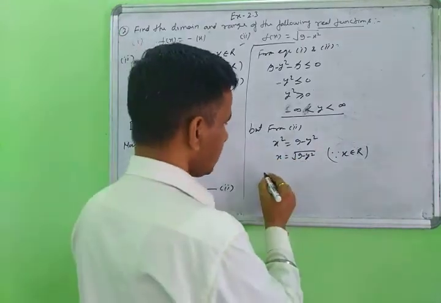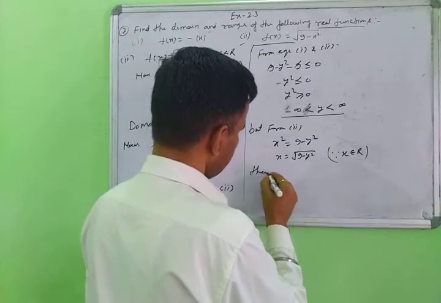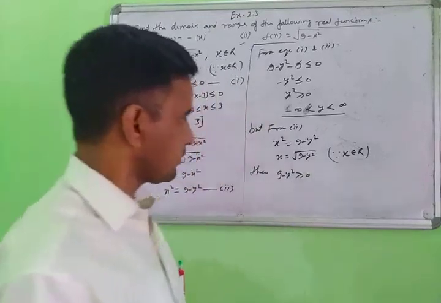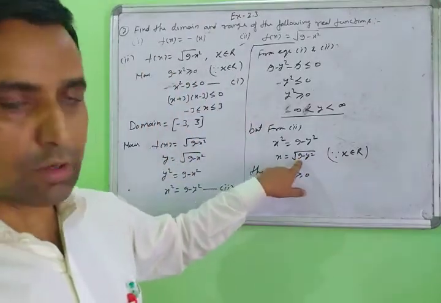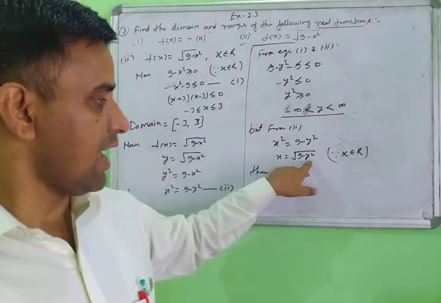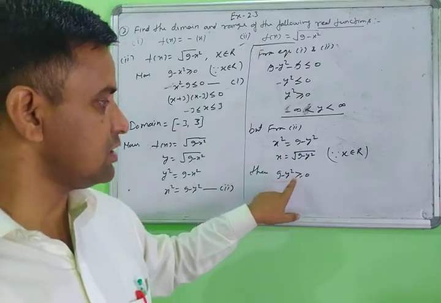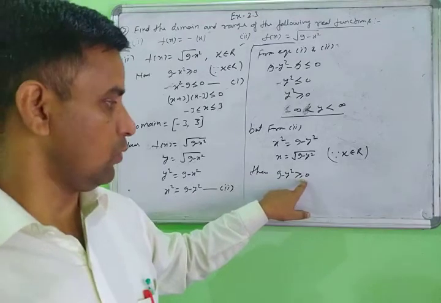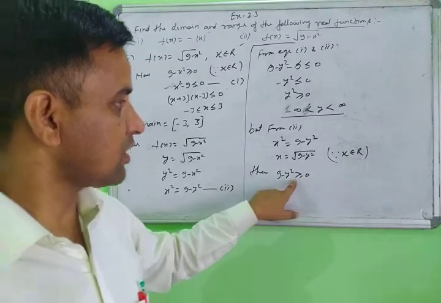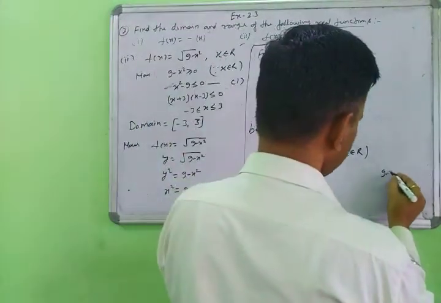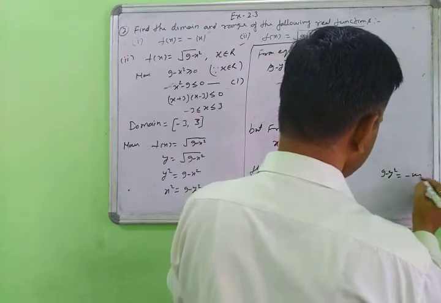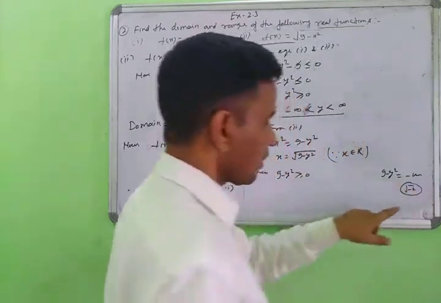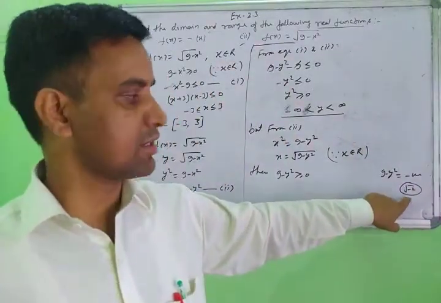When it is a real number, then 9 minus y square is greater than or equal to 0. Suppose you calculate 9 minus y square for every value of y, the result will always be greater than or equal to 0. Suppose 9 minus y square comes out negative, then this is a complex number, this is not a real number.